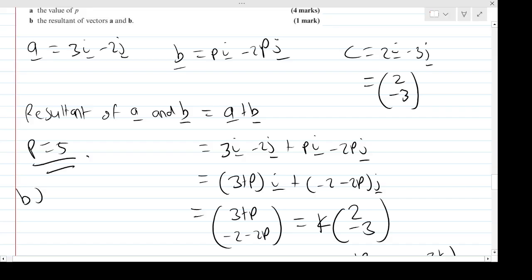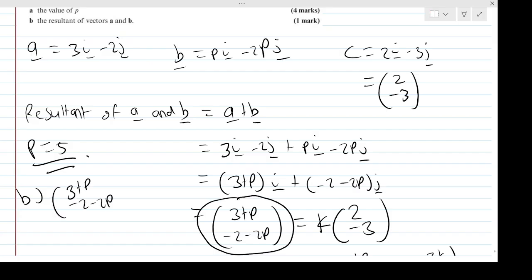And then for part B then, it says find the resultant of vectors A and B. Now we already did that in part A. This was the resultant vector, right? 3 add P, minus 2 minus 2P, right? But now we know what P is, so we can substitute it in to get the actual numerical vector, right? The actual physical number for P.